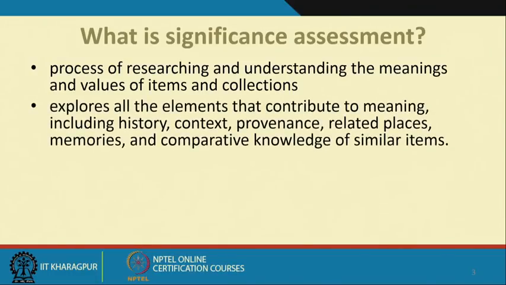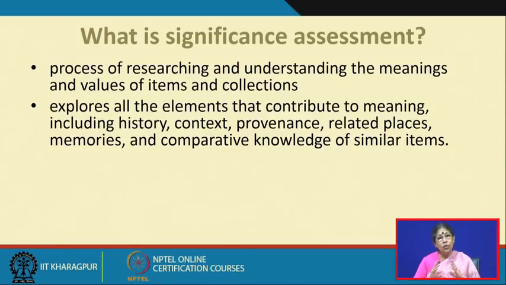So, it needs a proper understanding and it explores all the elements that contribute to the meaning, including history, context, provenance, related places, memories, and comparative knowledge of similar items. So, we will take each of these terms and explain what it means in relation to some items and collections of items.